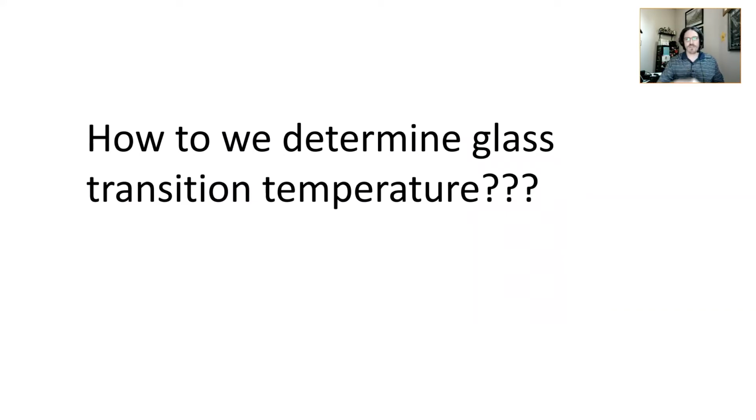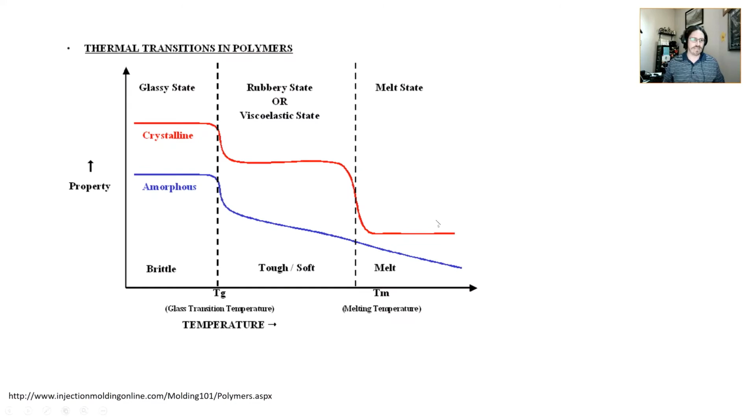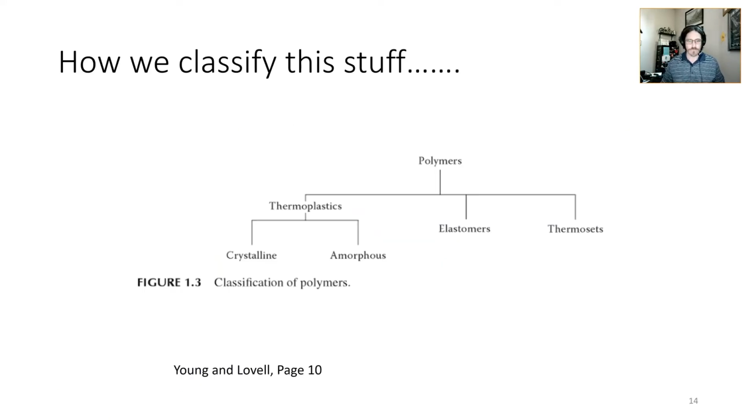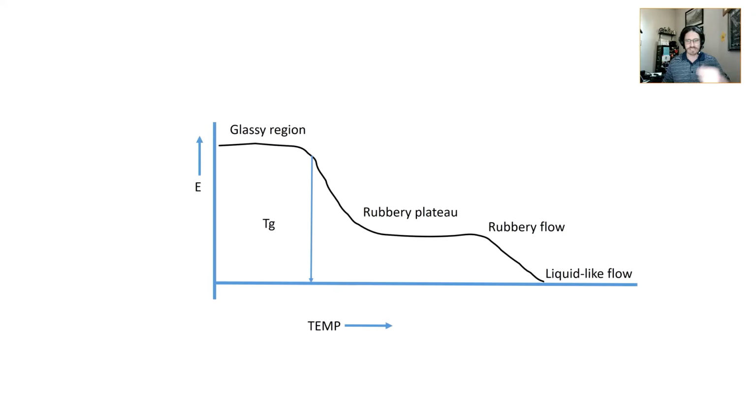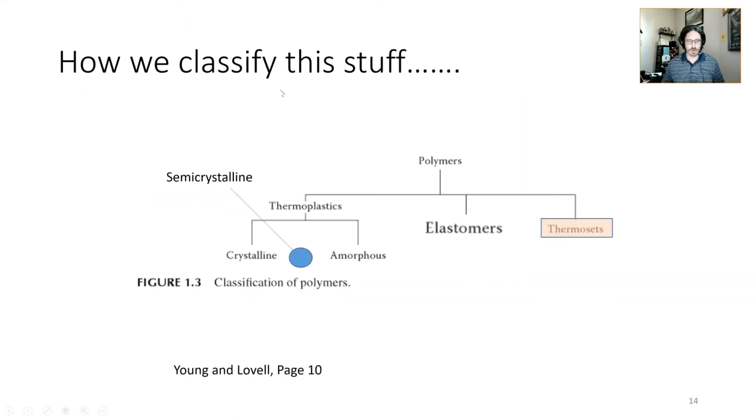How do we determine the glass transition temperature? That's an important thing. We're saying that all these wonderful things happen that allow us to process a polymer. We can do injection molding, we can do 3D printing with it. And so just above the Tg, it acts rubbery. Way above it, it's liquidy, right? Those are technical terms on my part.